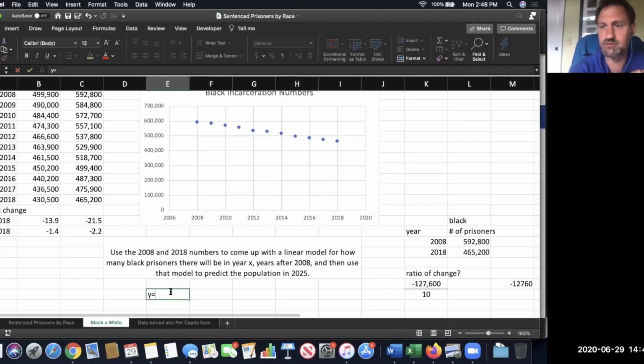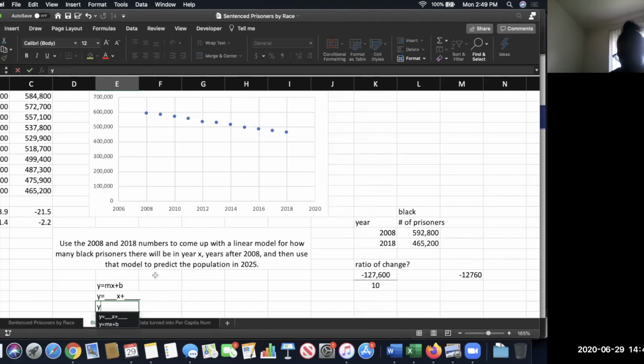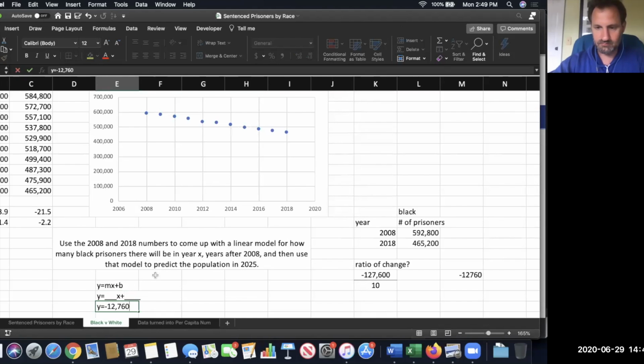Okay, so Y equals what? We're looking to fill in the two numbers to make our model. Y equals blank X plus blank. So I got y equals negative 12,760 plus 592,800.